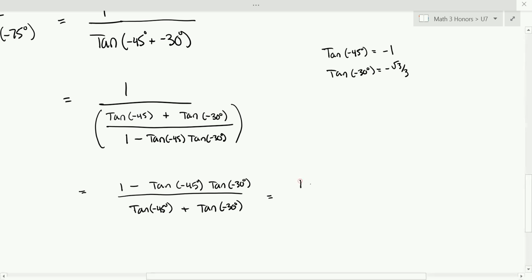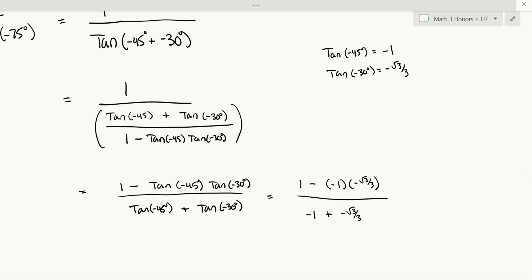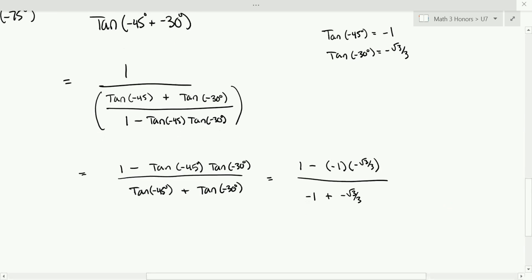And I get 1 minus negative 1 times negative root 3 over 3 in the top part of the fraction. And negative 1 plus a negative root 3 over 3. So all I've done is substitute in those places. And now it's just being very careful not to confuse the negative signs because that could throw you off. Why did what? No, you can leave it. I just didn't want to deal with a fraction and a fraction. So I was trying to make it easier to work with.